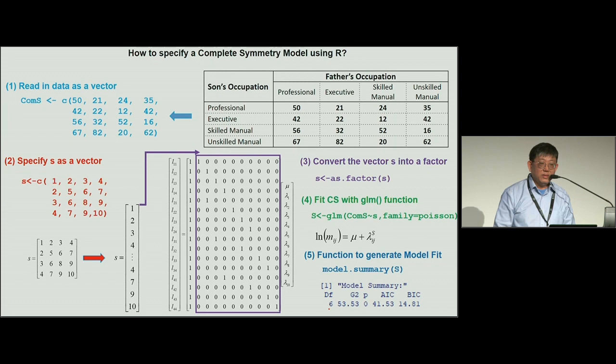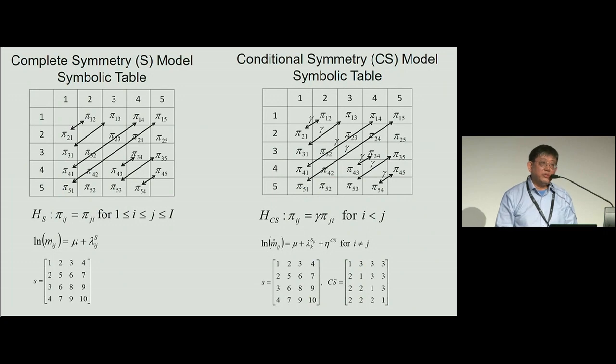A book is written for this, so there's a function called model summary, which will summarize the fit statistics for the model. The degrees of freedom are given. The fit, the G-square is given, the p-value, AIC and BIC. Yeah, so the complete symmetry model in reality does not fit the data very well, because it's a simple model.